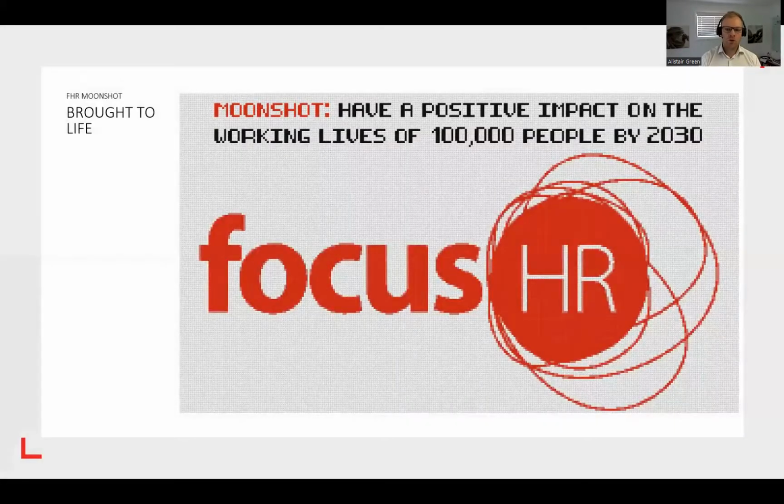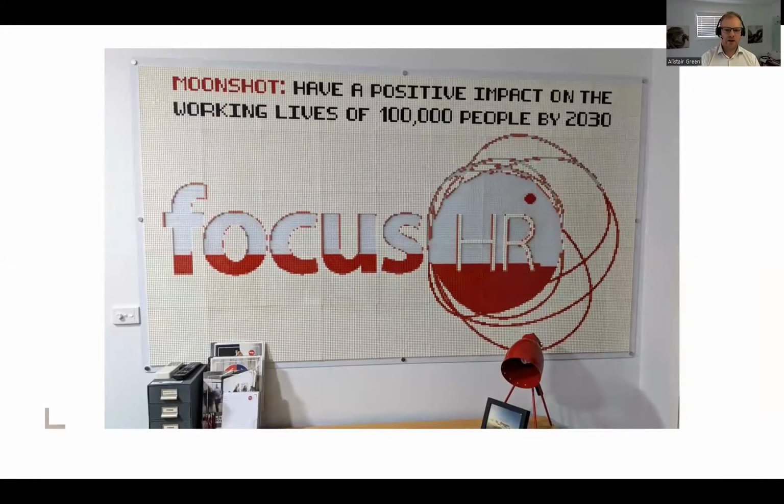This is our moonshot. Our moonshot is to have a positive impact on the working lives of 100,000 people by 2030. So this was our concept. We gave this to a company called BrickMe, and they gave us this, which sits in our boardroom. It is 2.7 meters by 1.5 meters tall, so it's this giant Lego, and the red components are us filling up that 100,000. There are 10,000 red 1x1 Lego pieces in that, and every time we help 10 people, we put another Lego brick in that wall picture.